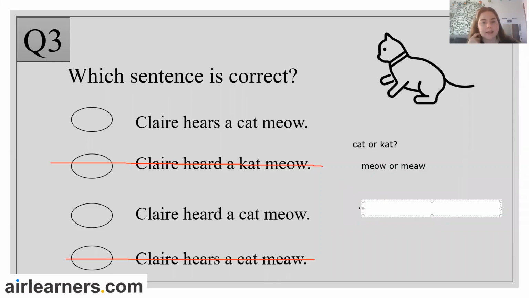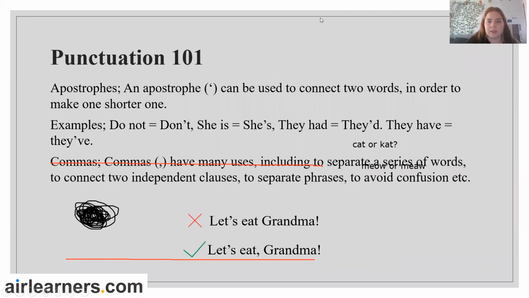Now, Claire hears a cat meow, or Claire heard a cat meow. So in this context, we need to think about, should it be past or present tense? And in this example, it's past tense. So Claire heard a cat meow. So in times like these where it's kind of tricky to tell which one's which, you should always just go through and think, is it going to be present or past tense that makes the most sense in this example? So let's head on to our next slide.